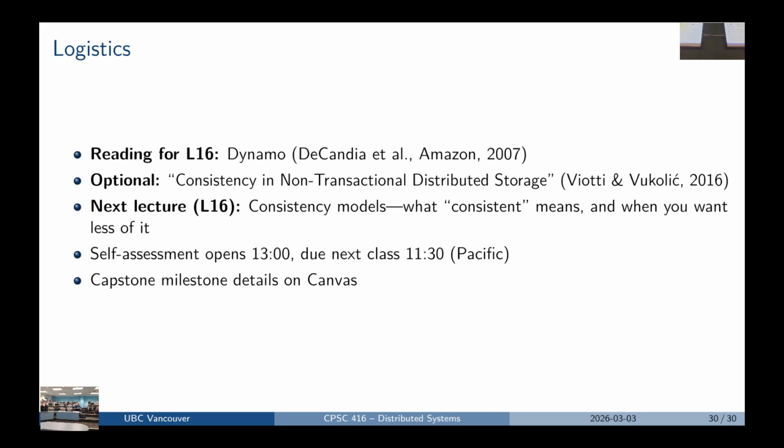Let's see, for Thursday we're going to talk about Dynamo, which is in fact a key value store. And there's the optional paper, Consistency in Non-Transactional Distributed Storage, which is a lot newer. We're going to be talking about consistency models next, because I've been talking about eventually consistent and linearizable and whatnot. So naturally, we're going to hit that on Thursday to try and bring that one home. Now that we've been hand waving consistency models, we'll actually nail them down.